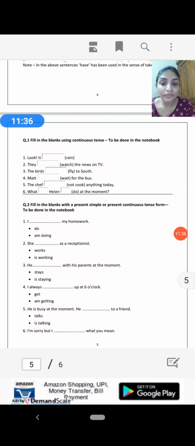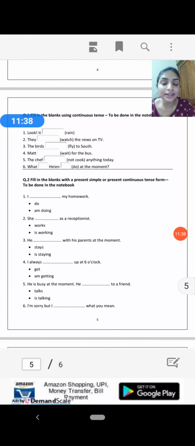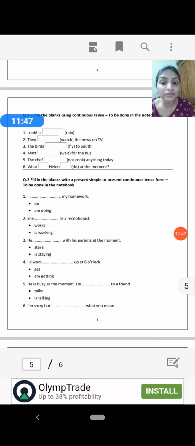Then you have another exercise in which simple or present continuous tense forms are mixed. In the sentence you have to choose what kind of verb you have, what kind of tense you have to use in the following sentences. There are MCQs, like questions given. Now you have to tick the right answer in your notebook. I will be sharing the answers for these exercises in some time with you, but please do the exercises by yourself first.